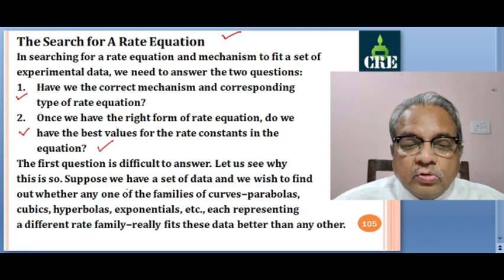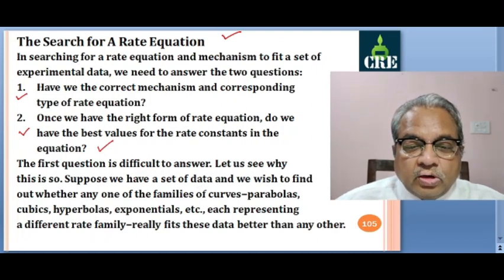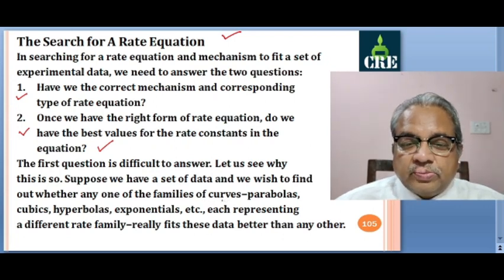Why is this so? Suppose you have a set of data and we wish to find out whether one of the families of curves is the best fit, if I am talking about raw concentration time data, not about the linearized form or integrated form, where most of the time you get a straight line fit. If that straight line fit is the best fit, then your kinetics, which you are assuming, is tested or correct, whether it is first order, second order, and so on. These things will be clear to you when we solve many numerical problems based on these chapters.